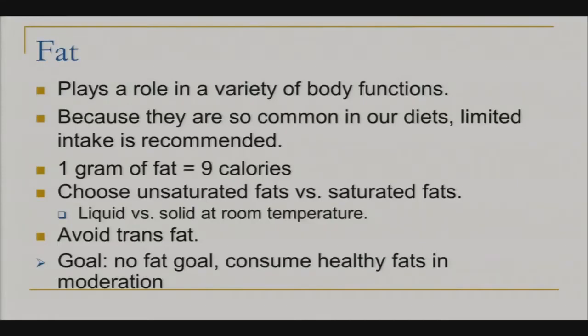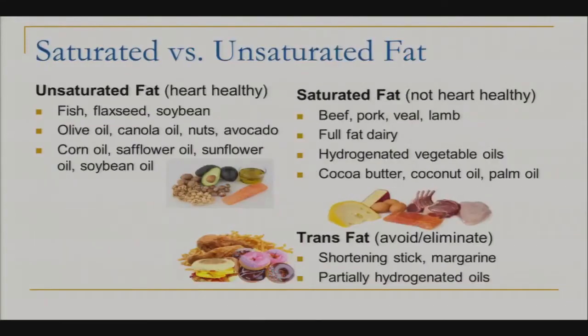Now, while you had a goal for protein and carbohydrates, there is actually no goal for fat. We just want to consume healthy fats in moderation. So let's look at examples of unsaturated fats. As I said, you want to choose more unsaturated fats. These are our heart-healthy fats. They include fish, flaxseed, soybean, olive oil, canola oil, nuts, avocado, corn oil, safflower oil, sunflower oil, and soybean oil.